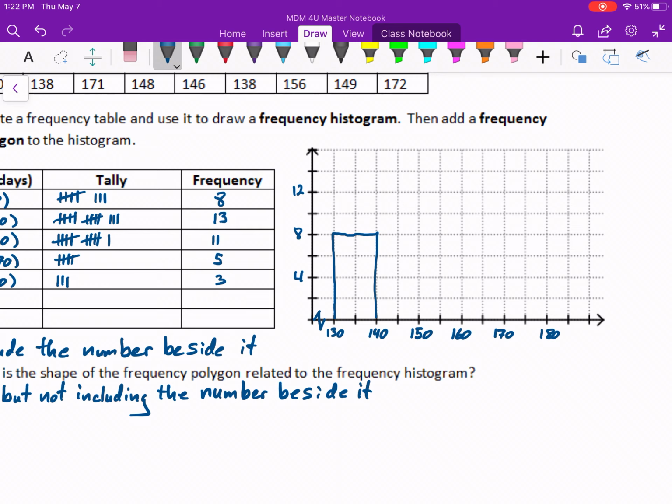And then 140 to 150 had 13 bulbs. So that would be, I'm going up by 2s, right? So that would go here. And then 11 for the next interval. And then 5. And finally 3. So there's my histogram.